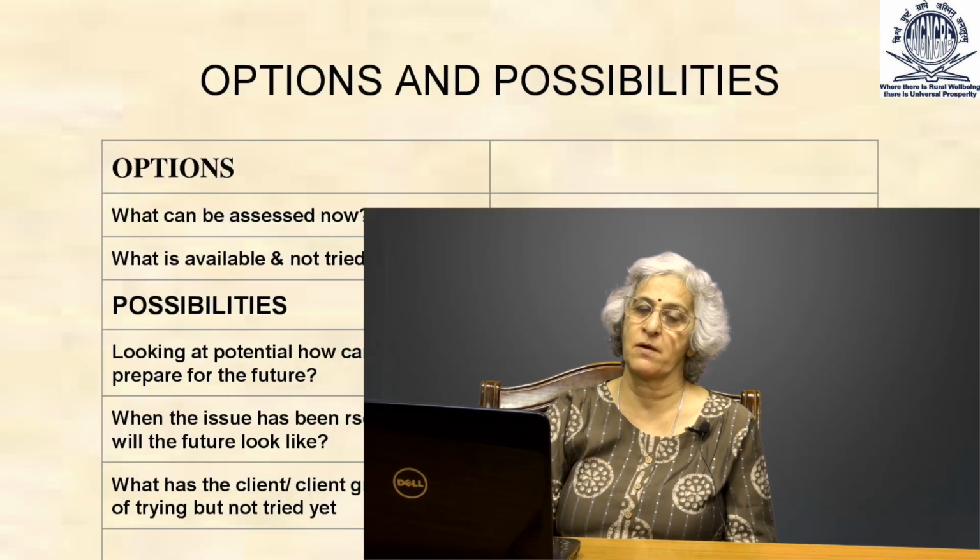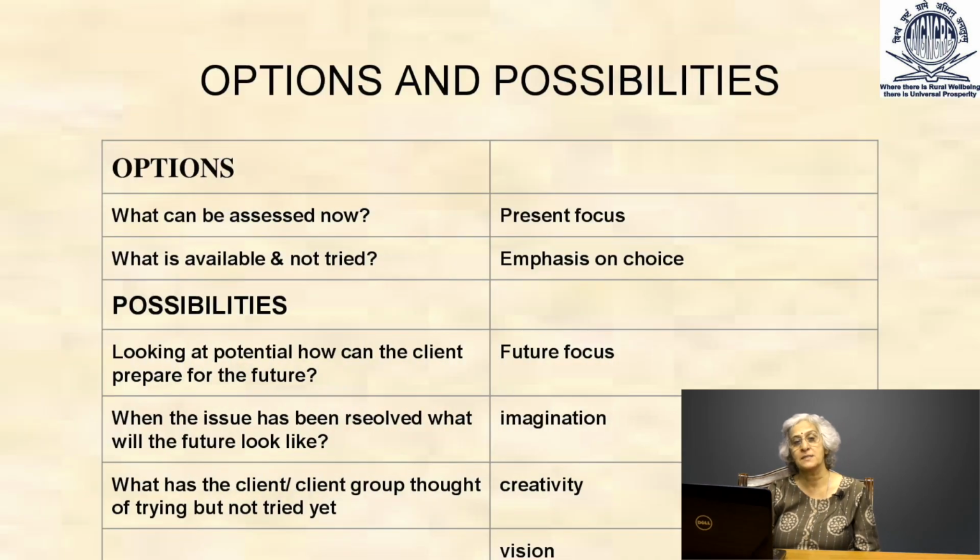So what is the second O? The O stands for options. So what does that say? Having known what resources are available, what can be accessed now and what is available but not tried by the client or the client population. So when we ask what can be accessed now, the focus is on the present, and when we are asking what is available but not tried by the client or the client group, the emphasis is on choice. So what is available, what can be tried and tested.